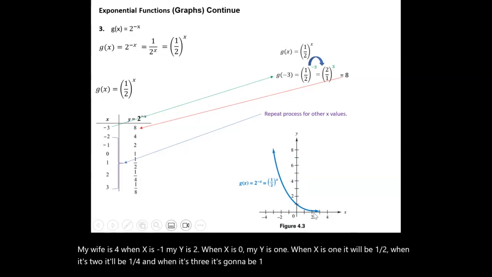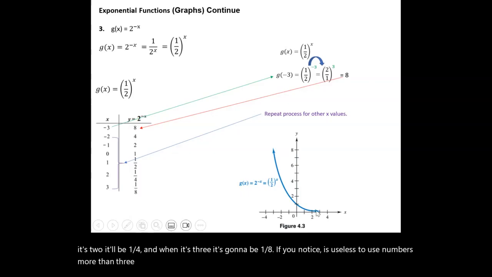If you notice, it's useless to use numbers more than 3 because this graph is going to get closer and closer and closer to 0, but it will never reach it.